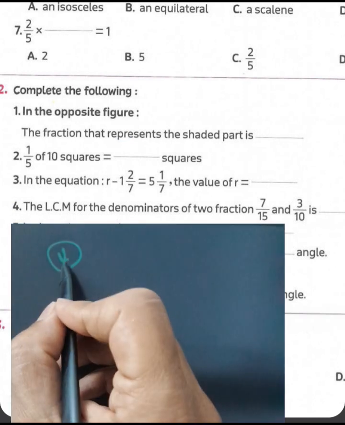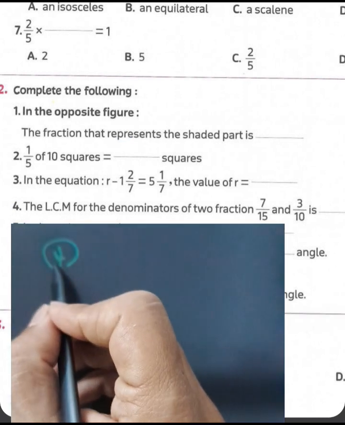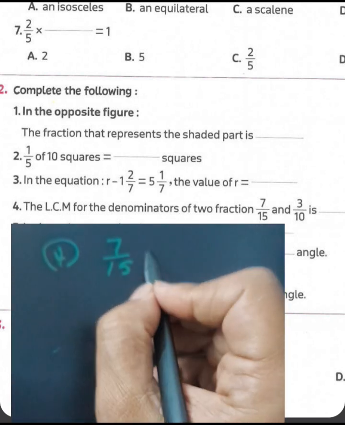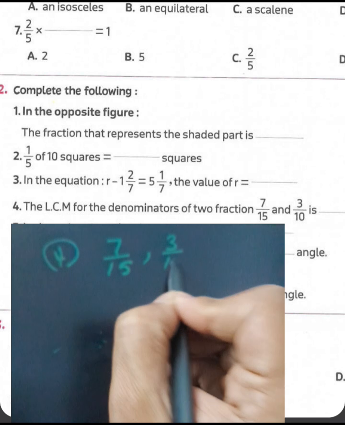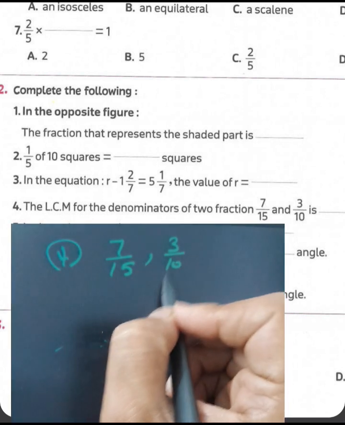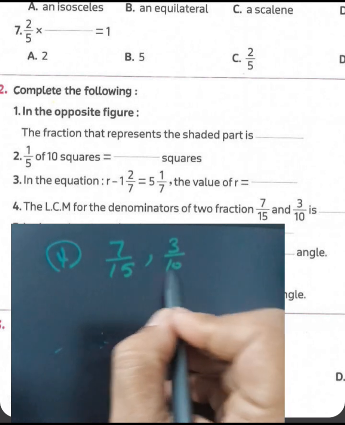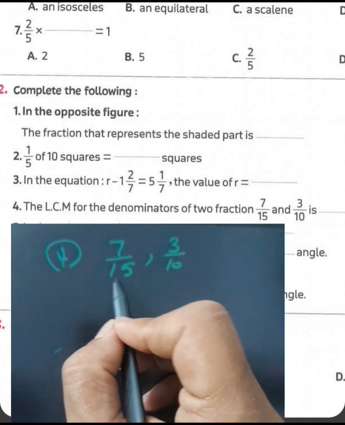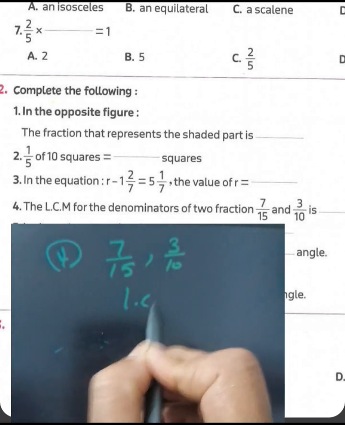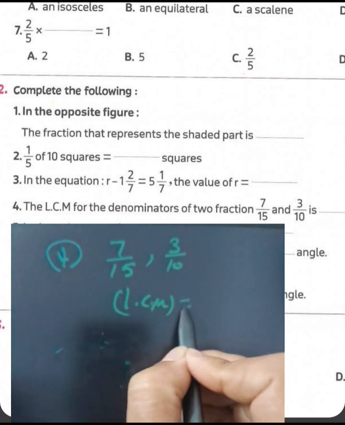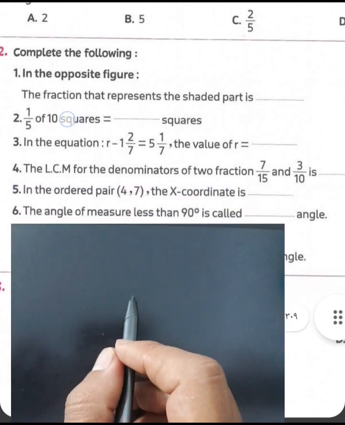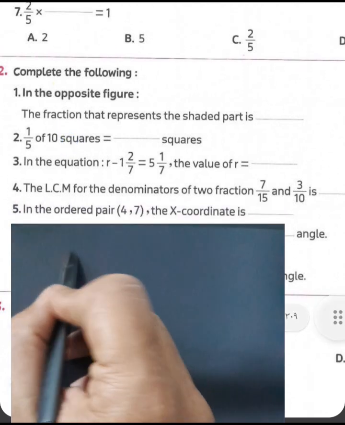Question number 4. List the common multiples of two fractions, 7 over 15 and 3 over 10. You want to find the least common multiple of the denominators of the two fractions. We know 15 cannot be divided by 10, but 30, 15 plus 15 equals 30, can be divided by 10 and itself. Then the least common multiple of the two denominators will be 30. Write 30 here.